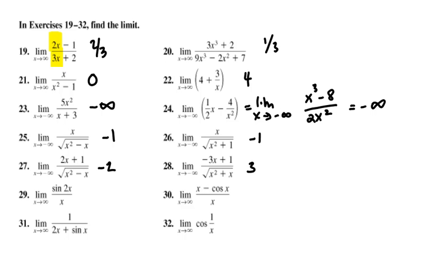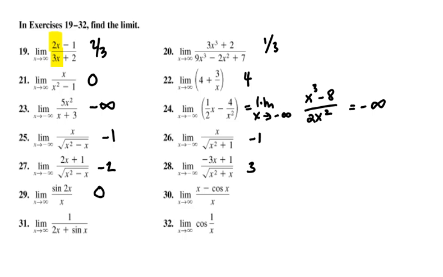So the numerator is going to stay constant, it's going to oscillate between -1 and +1, while the denominator keeps growing larger and larger and larger. And so what's going to happen is no matter what the value of the numerator is, the ratio is going to approach 0.